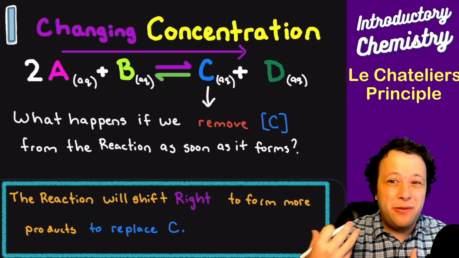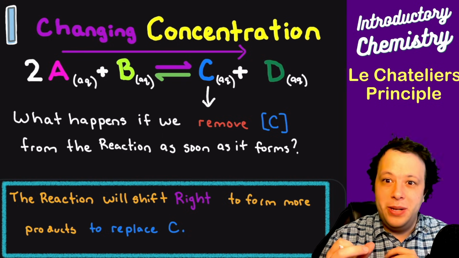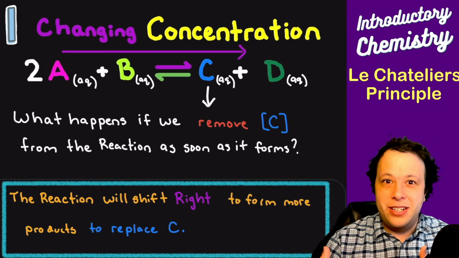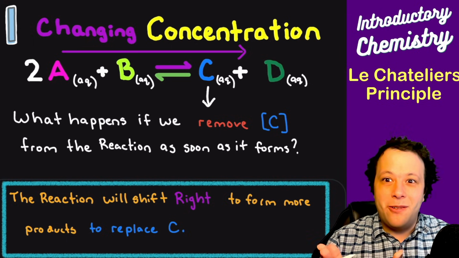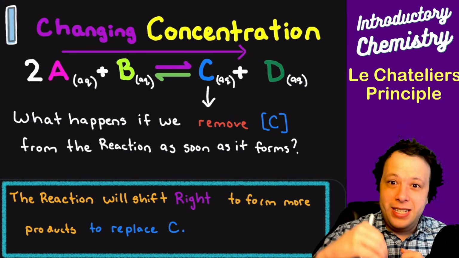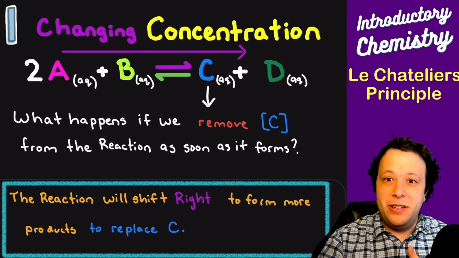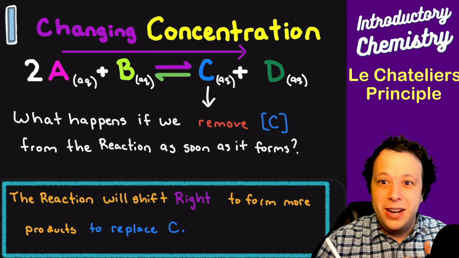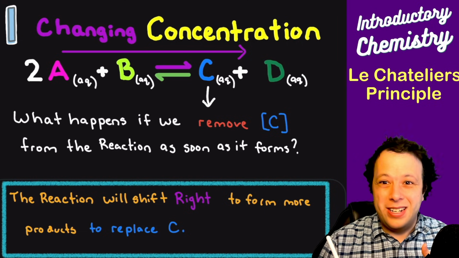So if they can't find a C atom to hit, it's more likely that A and B will collide with each other. So it will shift that reaction forward to compensate. So if something is decreasing, the reaction is going to end up shifting towards it. And if something is increasing, it's going to end up shifting away from it. So that's going to be one of the ideas that we're seeing here.